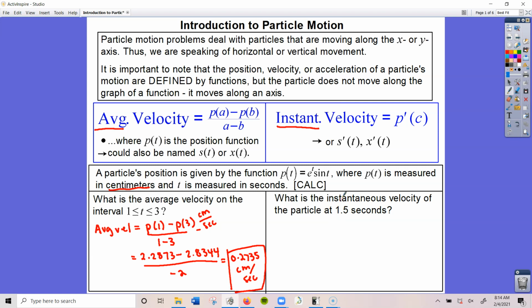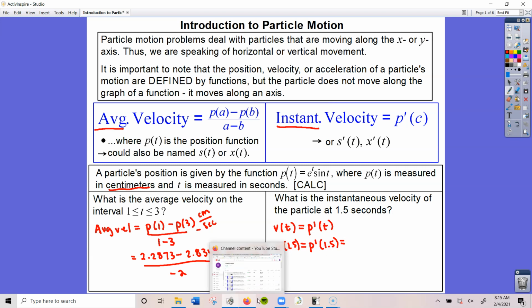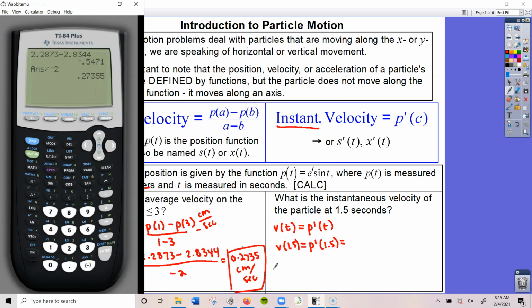Now to get the instantaneous velocity, the instantaneous velocity is going to equal p prime of t. So v of 1.5 is what I'm trying to solve for here. So v of 1.5 is going to equal p prime of 1.5. Remember that the calculator does this for us. So we can come here to the calculator.